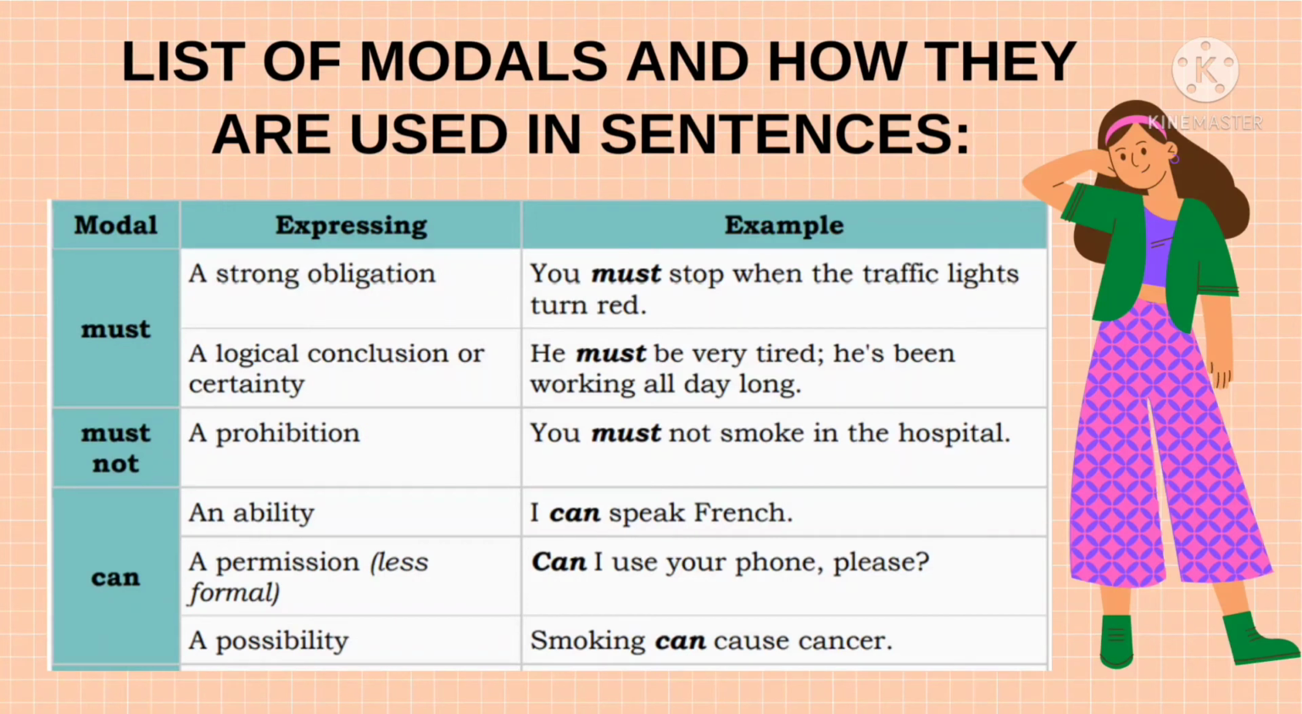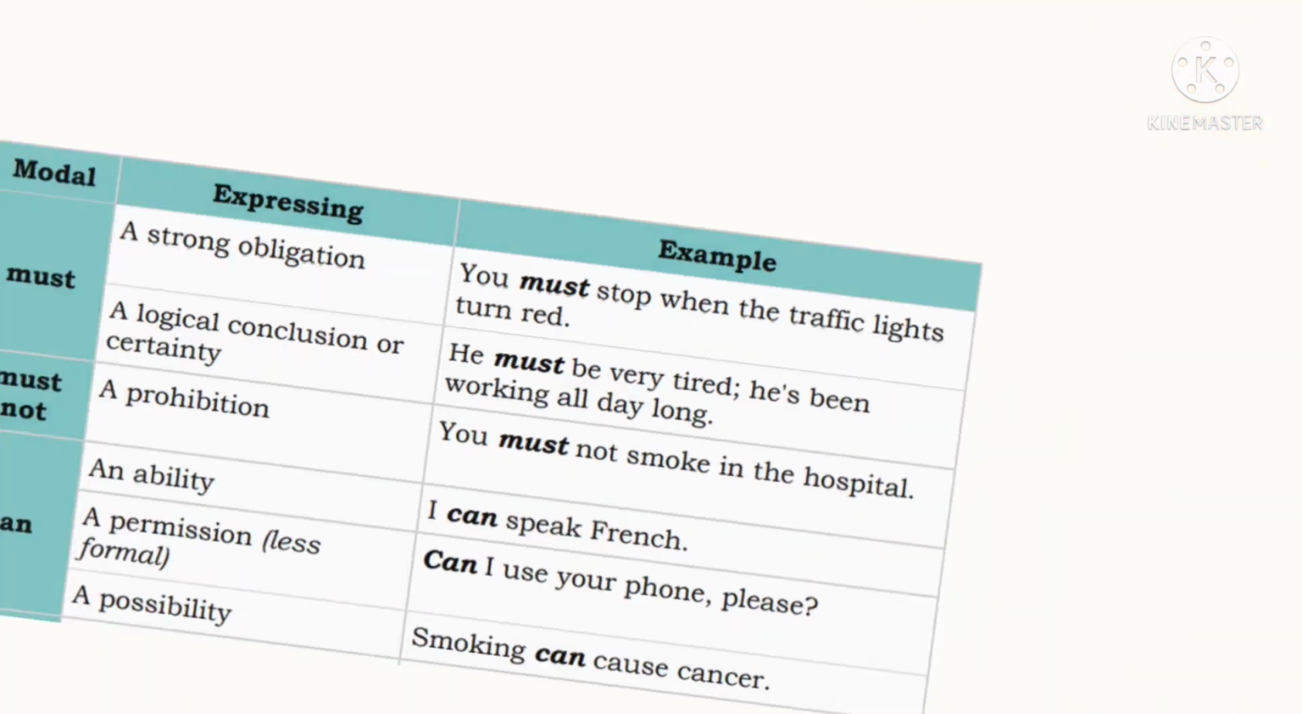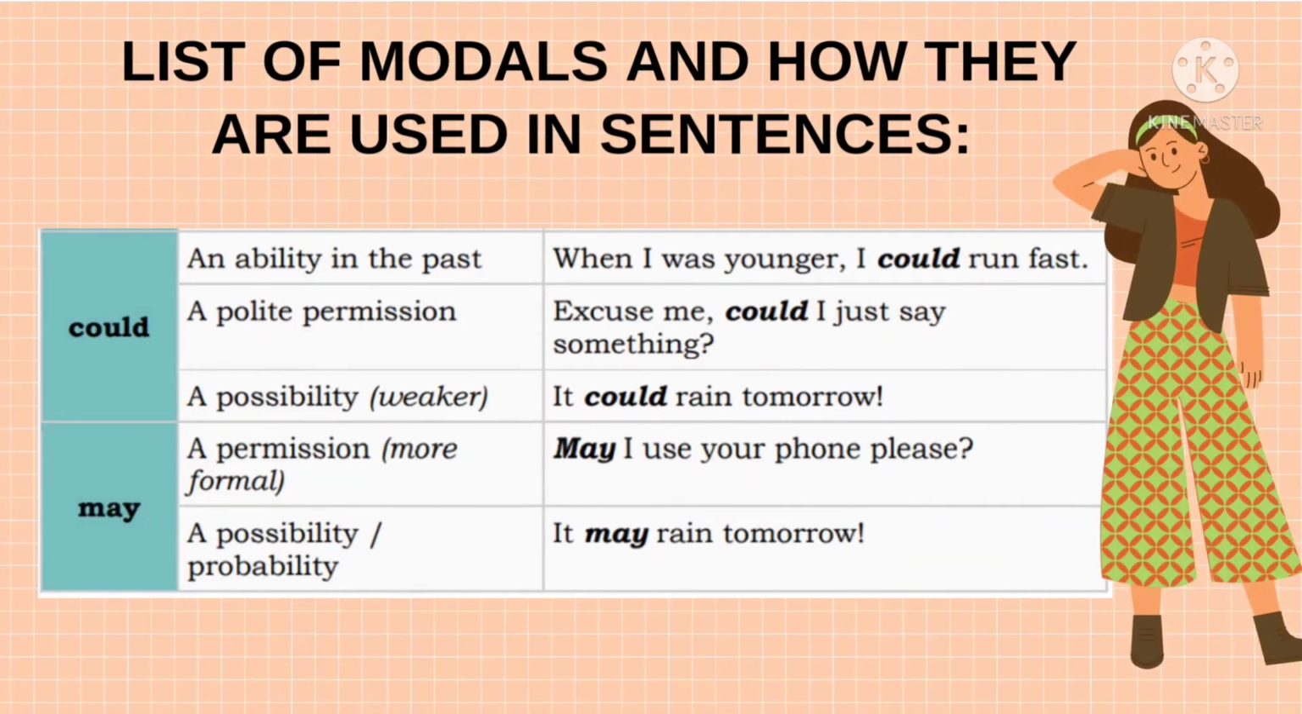Now let's take a look at the list of modals and how they are used in sentences. Must, a strong obligation, a logical conclusion or certainty. Must not, a prohibition. Can, an ability, a permission or less formal, a possibility. Could, an ability in the past, a polite permission, a possibility or weaker. May, a permission, more formal, a possibility or probability.